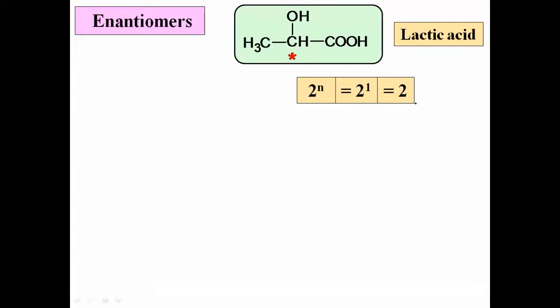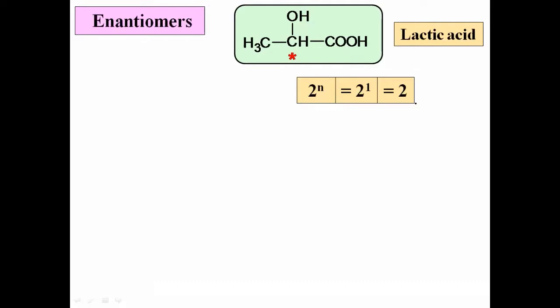We can calculate the number of possible stereoisomers for any organic compound by using the formula 2 raised to n. Here in the case of lactic acid, the number of chiral carbons is 1. Therefore, by putting the value, 2 raised to n is equal to 2, right? That means lactic acid has 2 possible stereoisomers.